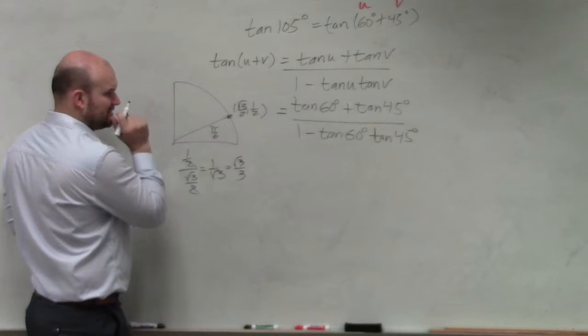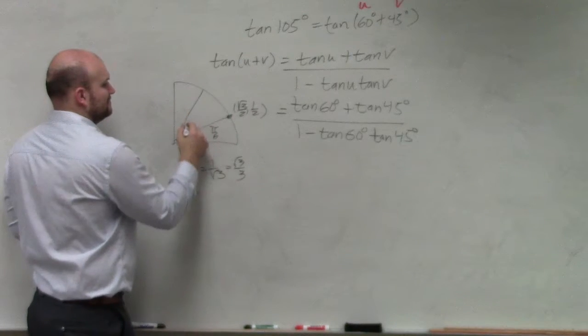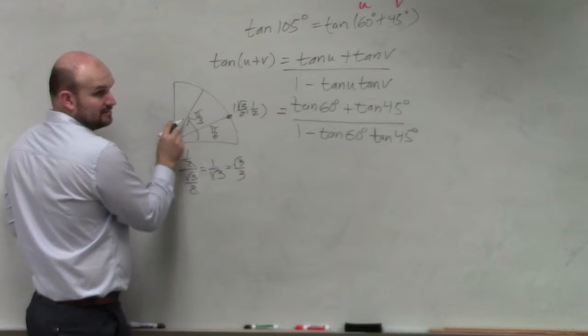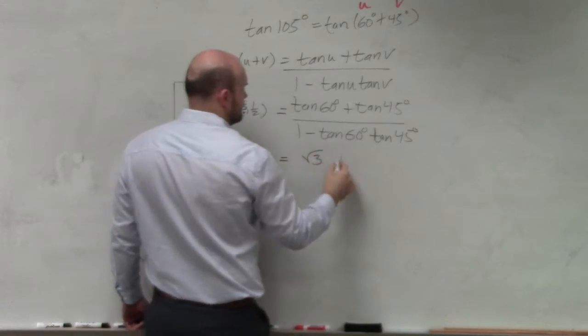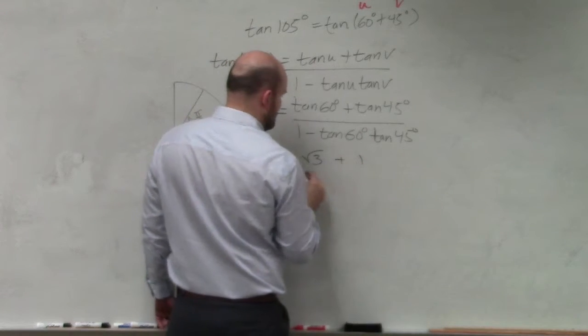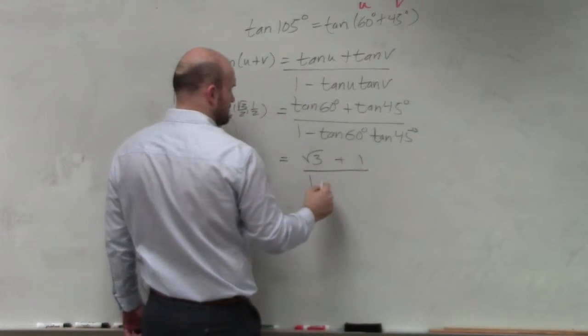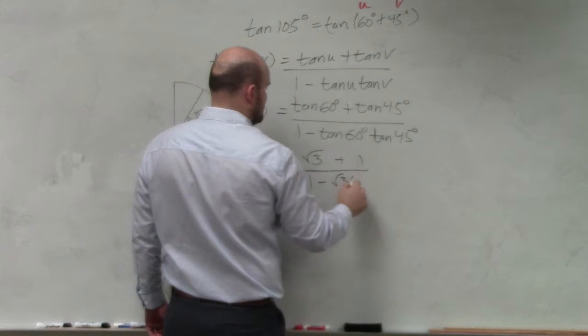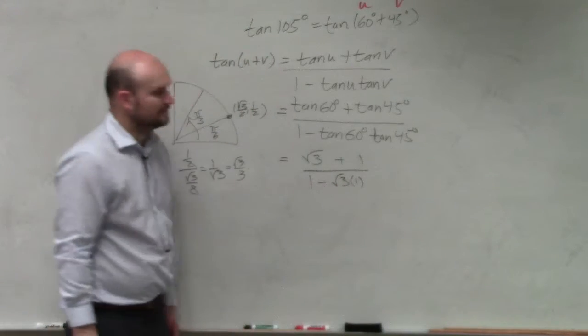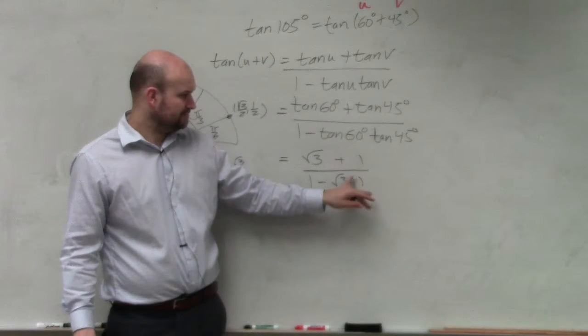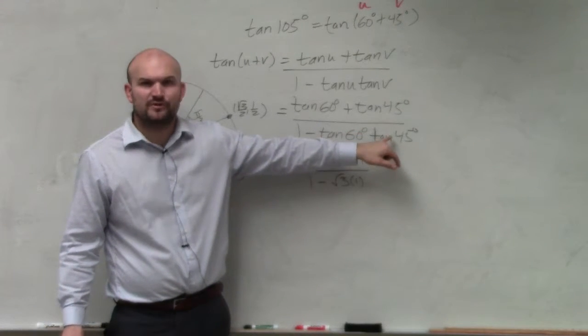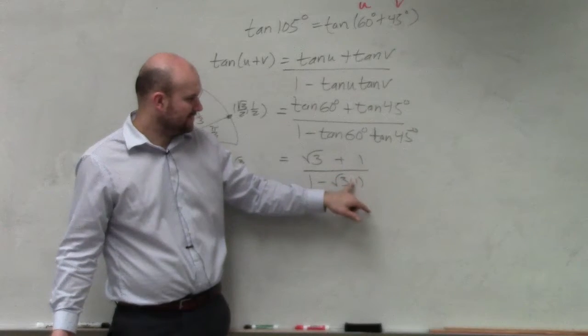Oh, but we're doing 60 degrees, right? Which is the same thing as pi over 3. Oops. So that actually is the square root of 3. Cool. So I have square root of 3 plus tangent of 45 degrees, which is 1, all over 1 minus square root of 3 times 1. And really, times 1, I don't need to write that, right? Is everybody OK with me not writing that? Times tangent of 45 degrees. We don't need that.